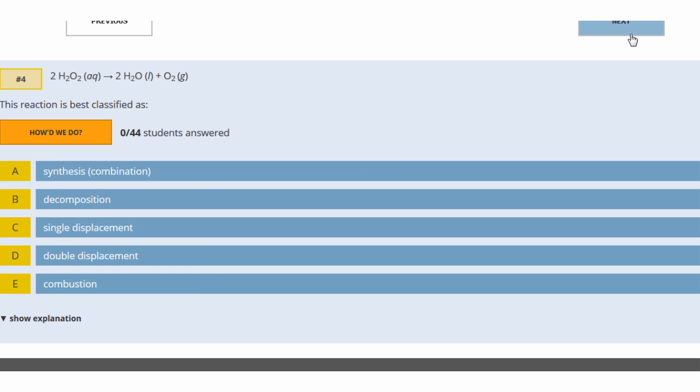Next one. Whoops, did we skip one? Oh, here it is. We have H2O2, aqueous. And this is the one we did at the end of class, must have been a week ago today. We put in the manganese dioxide, or the manganese 4 oxide, catalyst.